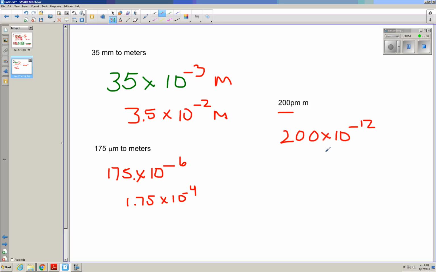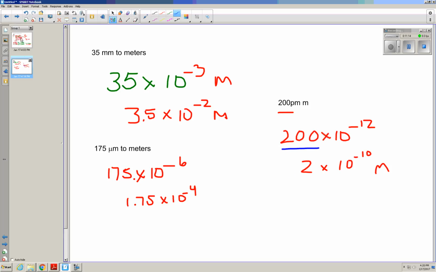Again, if you don't want to leave it like that, make this number smaller, and this number needs to be bigger. This becomes 2 times 10 to the minus 10 meters. Now, there's something kind of sinister about leaving off these zeros, and for now, we haven't talked about significant figures, so we'll just leave it at that.